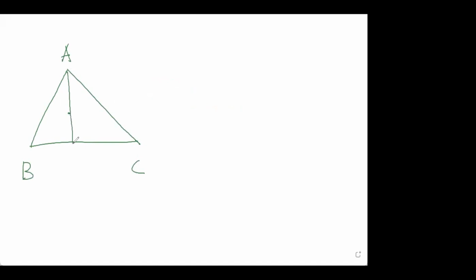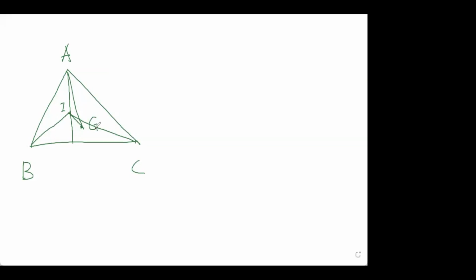And here is I, which is the incenter. And we also have G, which is the centroid. And we want to prove that AI plus BI plus CI is smaller than AG plus BG plus CG. Without loss of generality, we can just assume that BC is bigger than AC than AB because whatever is all the same.